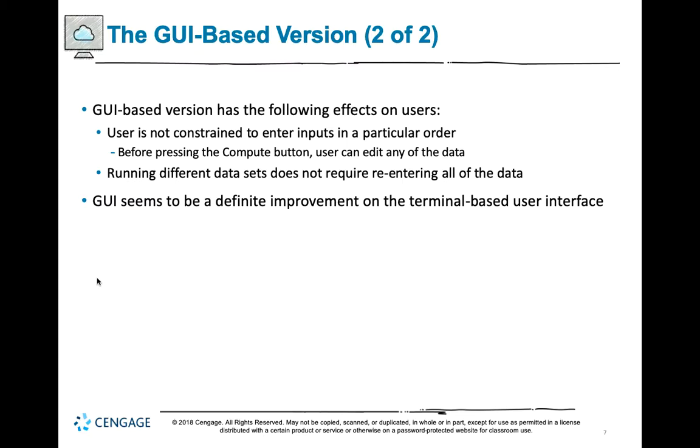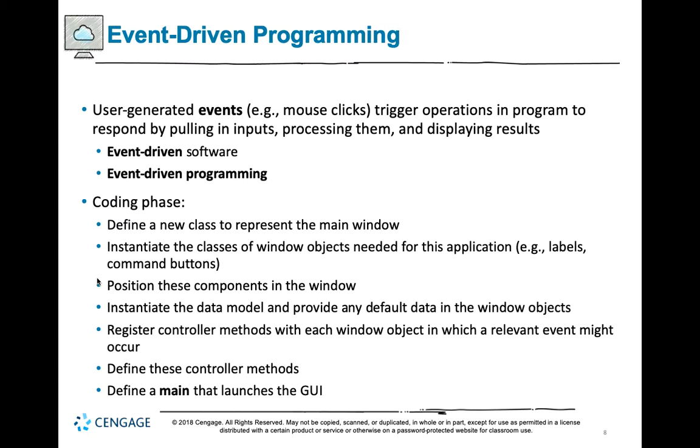A GUI-based version of this program has the following effects. The user is not constrained to enter inputs in a particular order, and running different data sets does not require re-entering all the data. So a GUI seems to be an improvement on the terminal-based user interface for the users. Event-driven programming: user-generated events, like clicking, trigger operations and programs to respond by pulling in inputs, processing them, and then displaying results. Event-driven software and event-driven programming are two examples of that.